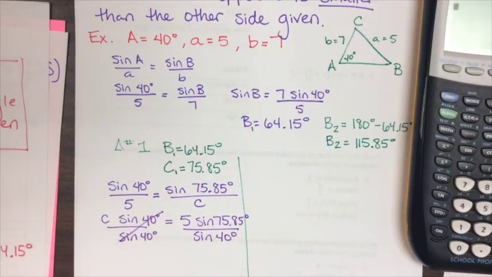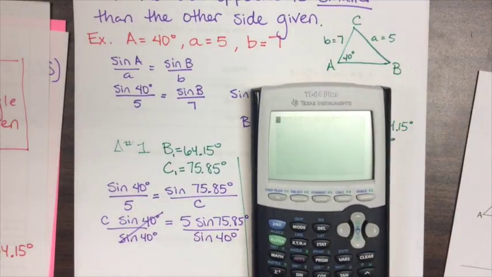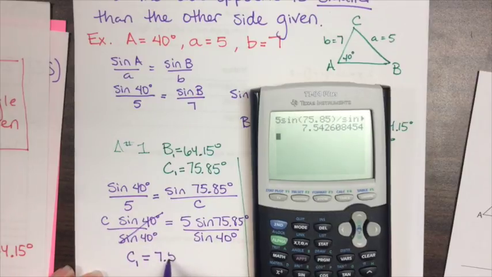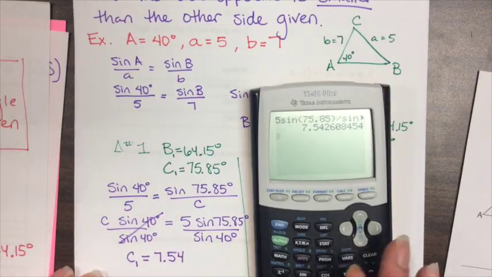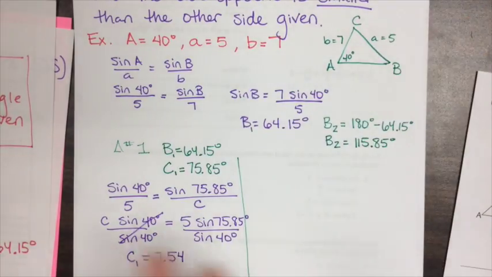And we're ready to go to our calculator. All right. So we're going to do 5 sine of 75.85, make sure you close that parenthesis, divided by sine of 40. And we find that side c1 equals 7.54. So triangle 1 has been solved. Now let's look at triangle 2.